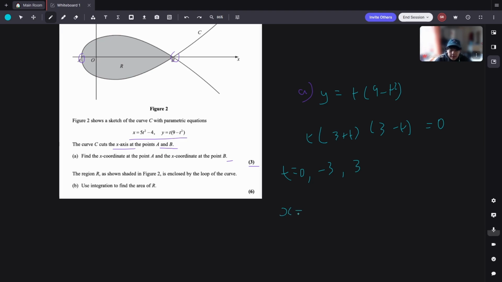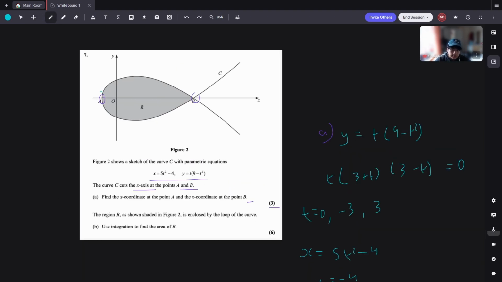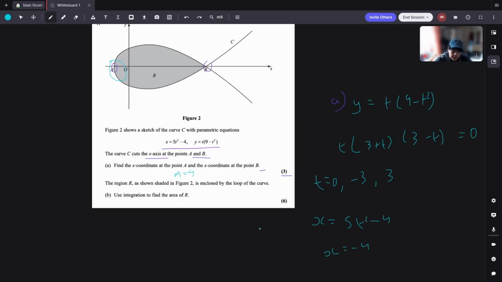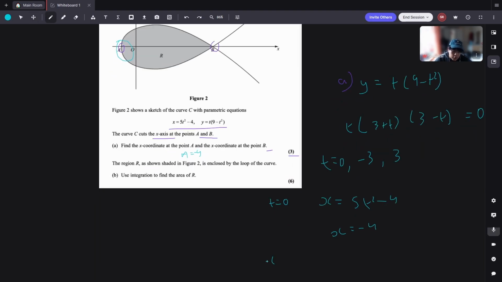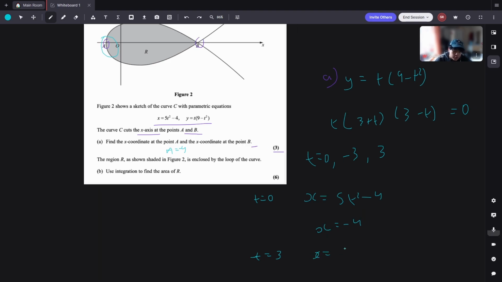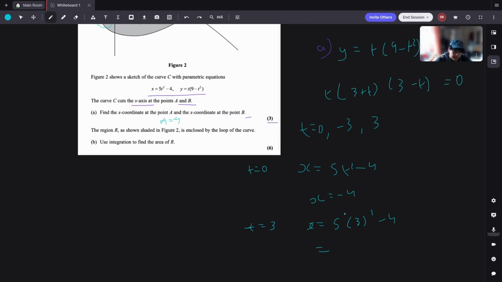So we have x equals 5t squared minus 4, because we actually need to find the x value. The first value is when t equals 0. So x equals minus 4 at that point, and it makes sense that A is going to be minus 4. So we have A equals minus 4 when t equals 0. When t equals 3, x equals 5 times 3 squared minus 4, which equals 9 times 5, which is 45, minus 4 is 41.